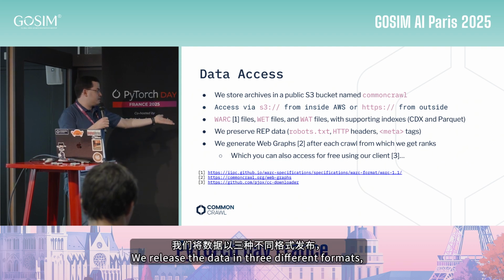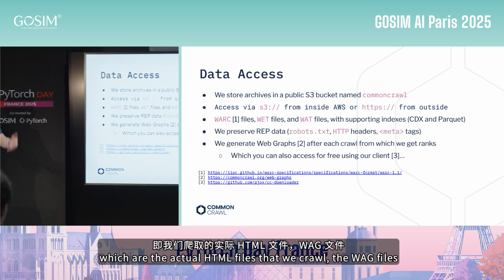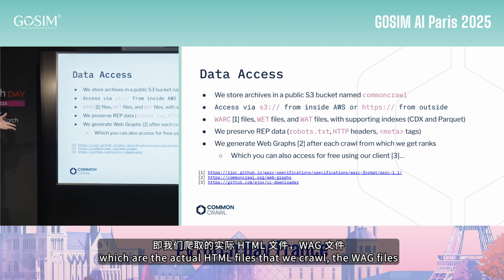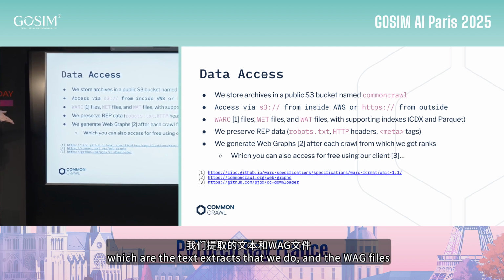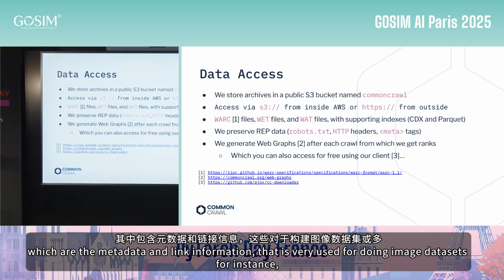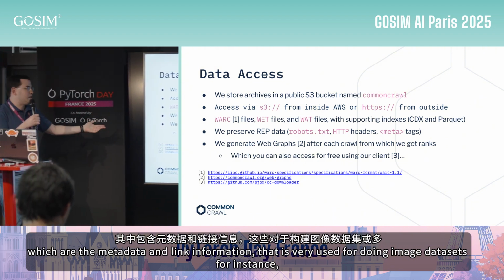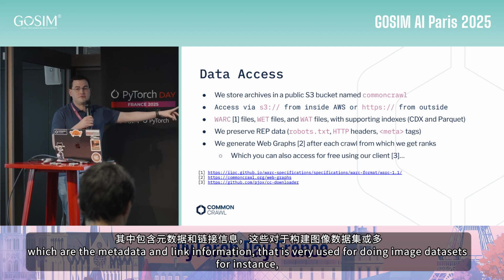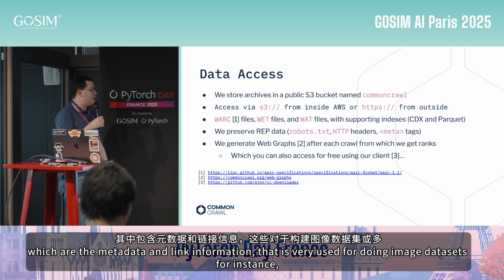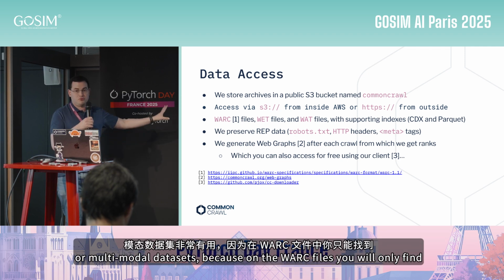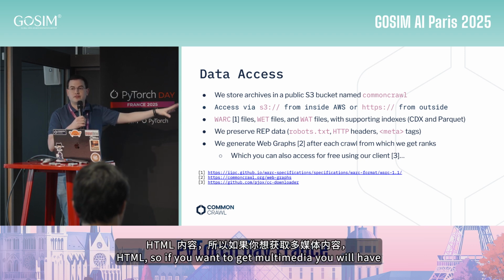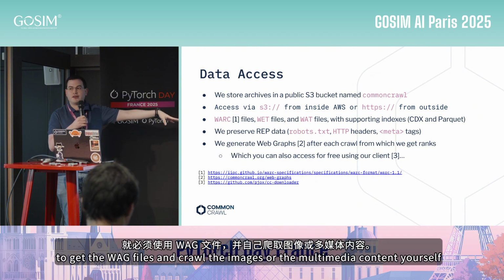We release the data in three different formats. WARC, which are the actual HTML files that we crawl; WET files, which are the text extracts that we produce; and WAT files, which are the metadata and link information. That is very used for doing image datasets, for instance, or multimodal datasets, because in the WARC files you will only find HTML. So if you want to get multimedia, you will have to get the WAT files and crawl the images or the multimedia content yourself.